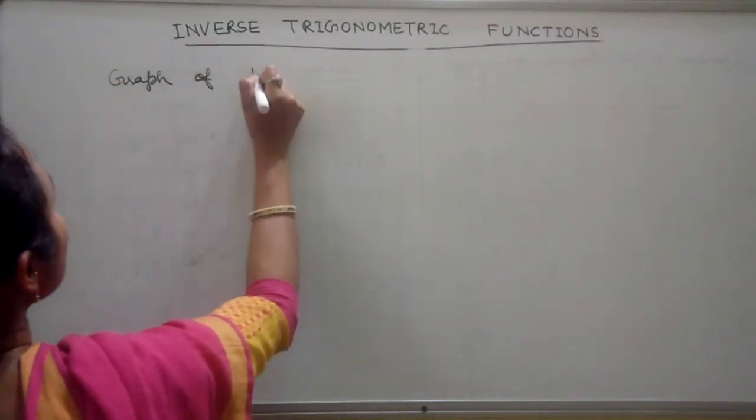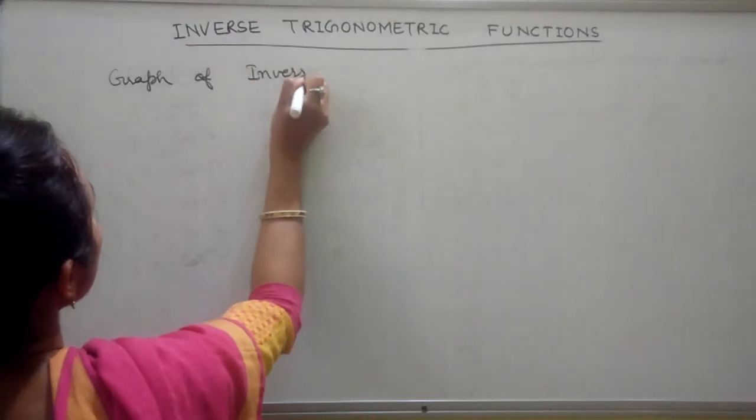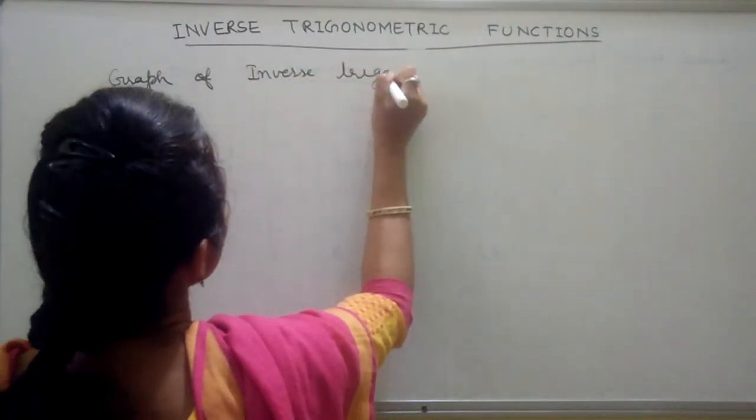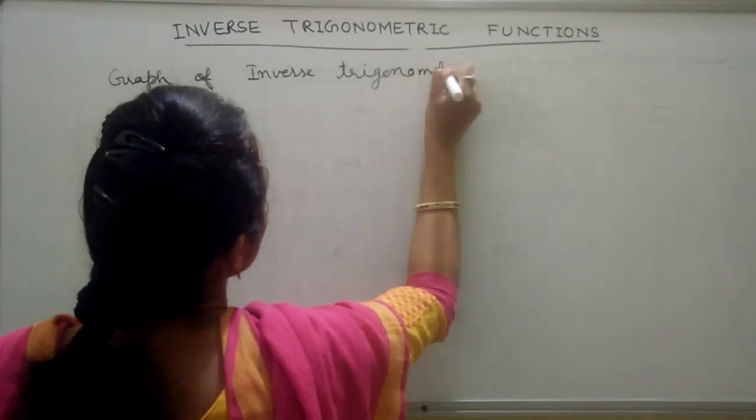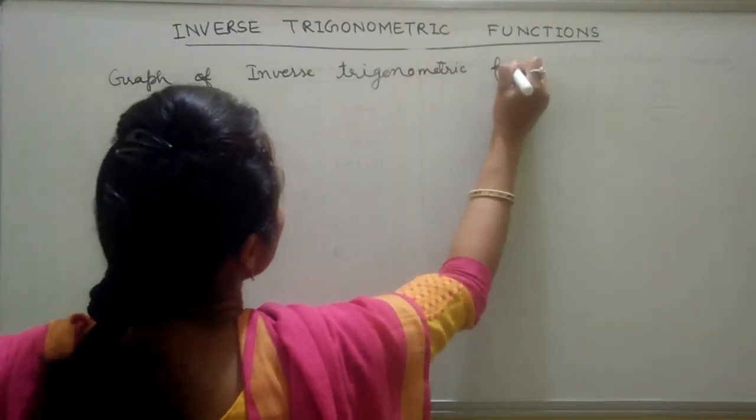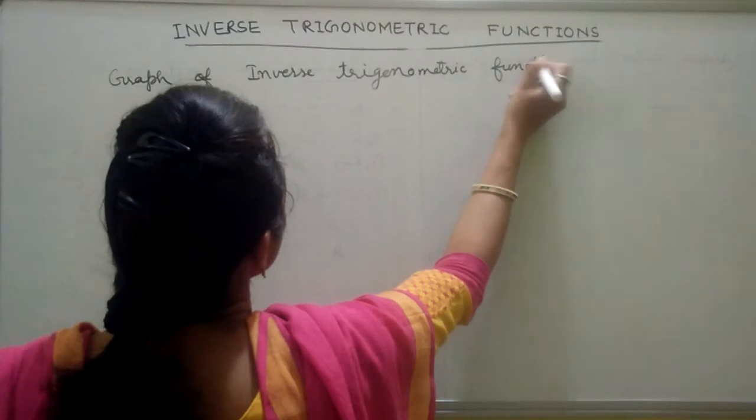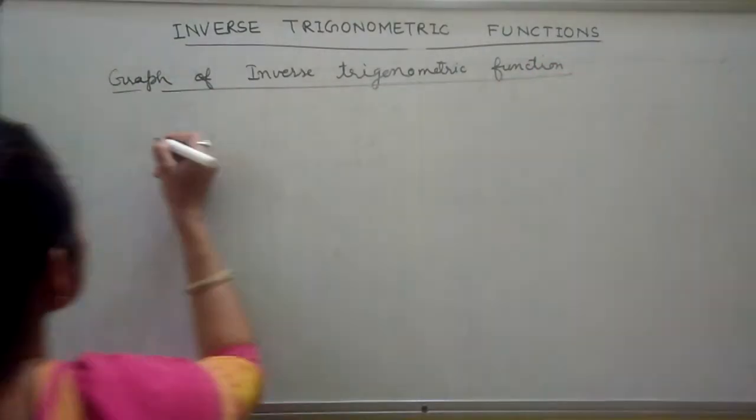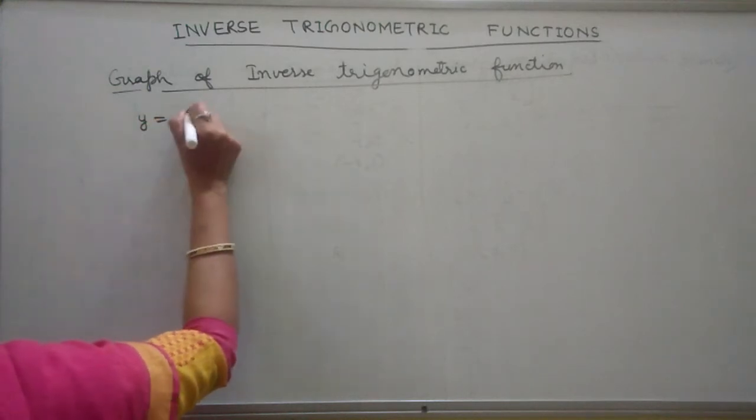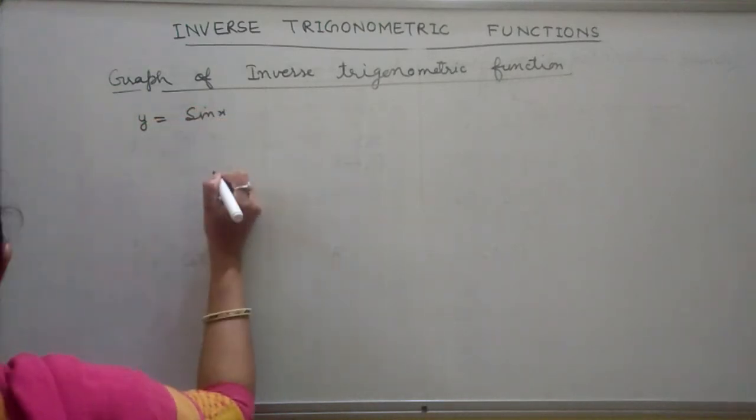Graph of inverse trigonometric functions. These are very easy functions. First of all, I will compare the first, when we have y equals sin x. So what is the graph?